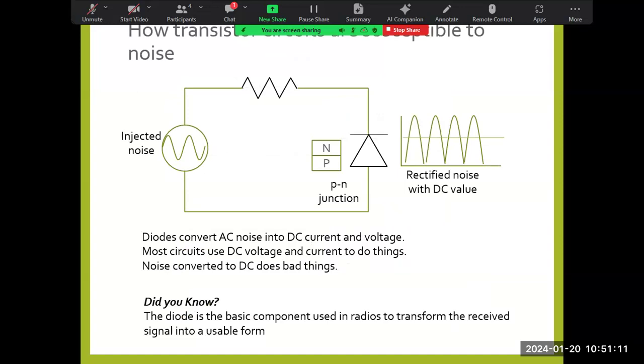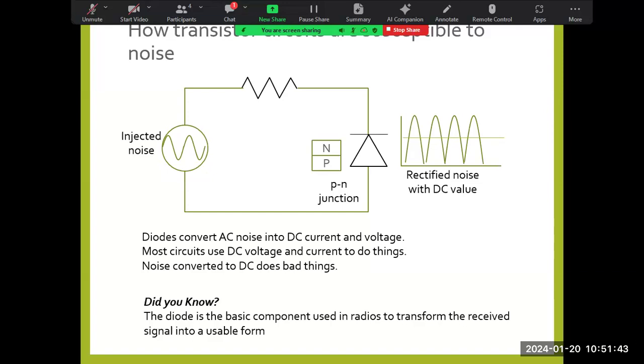So if you look inside the amplifier, what do you find? A bunch of diodes, a bunch of transistors, and they all have these PN junctions. And when you put an AC signal in from some RF source, the diodes can rectify the signal, and then you get DC, and DC is what most circuits use to do things, okay? So if you make a DC voltage or DC current inside of a circuit, it's probably going to do something you don't really want.